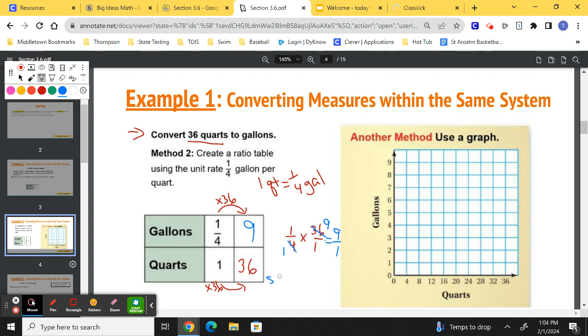Now I'm going to show you how to use the graph. You don't have to draw it. How do we show a fraction like 1/4 in the graph? What are you talking about? I'm going to show you that.